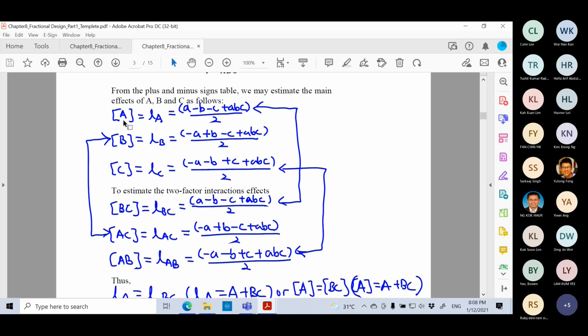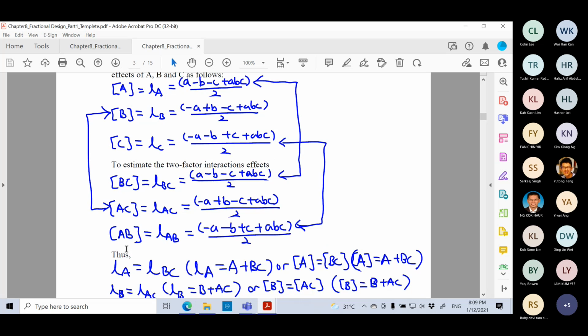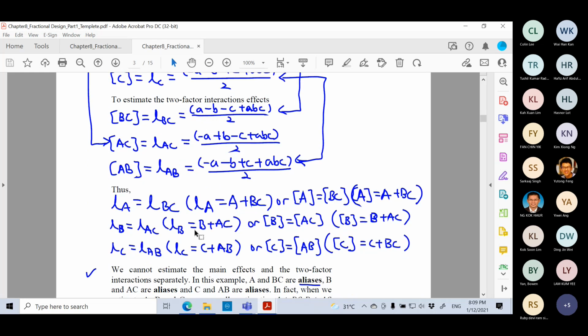So here I have shown you that if I write the following, the effect here is a contrast over 2. This one was similar to BC, B was similar to AC, and so on. So in that case, we will write it as the following. In fact, you are estimating the effect of A, which is the same as the L for BC. Therefore, if you are estimating the effect of A, you are actually estimating the effect of A and BC together. Okay, so that means you have two pieces of information together.